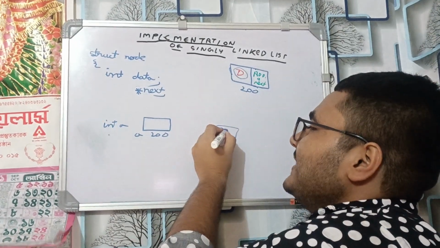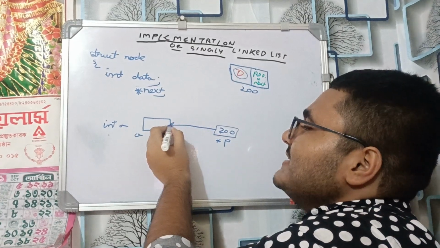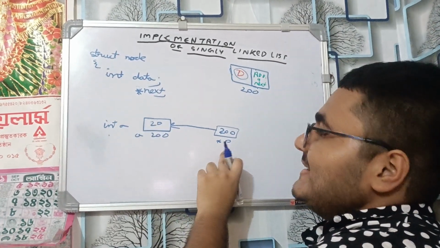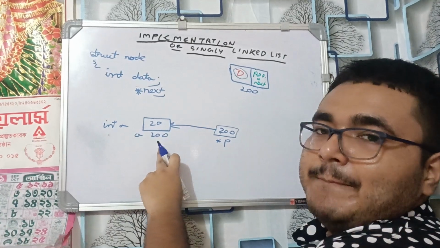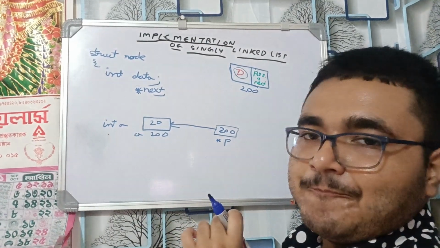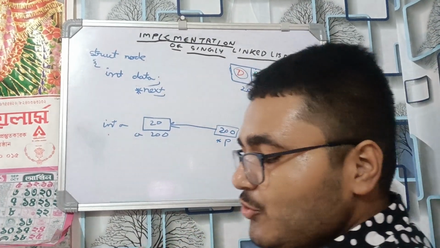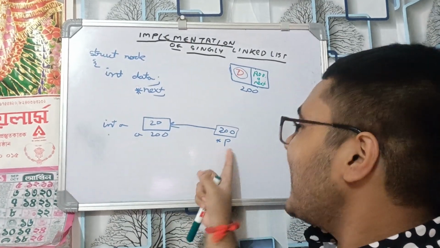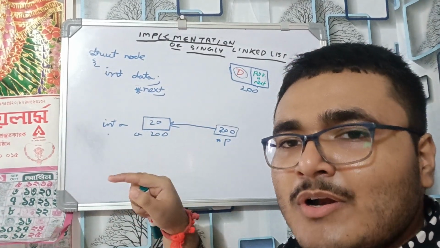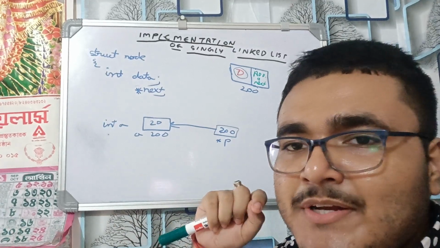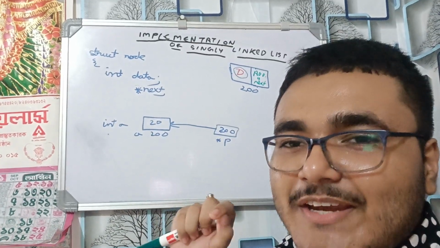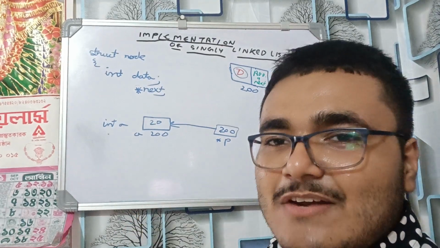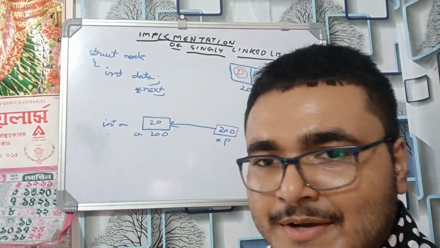P is storing the address of A, and A, where it is pointing to, say contains 20. So P is pointing to A. P is storing the address of A. So what do you think, what was the address of P? Which kind of pointer can store the address of an integer variable? An integer pointer only, right.